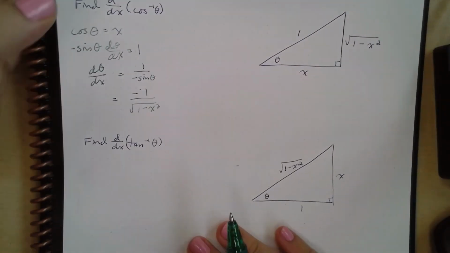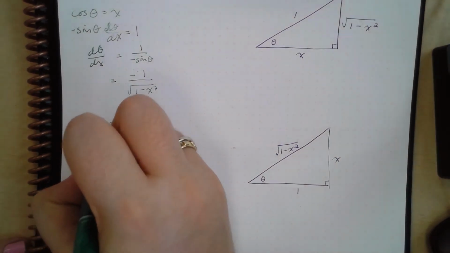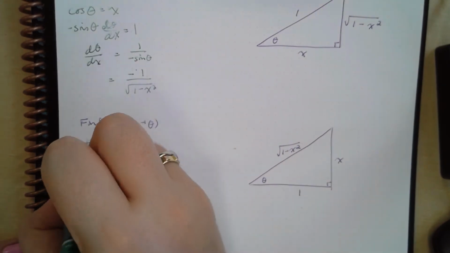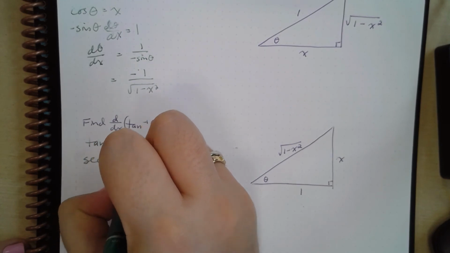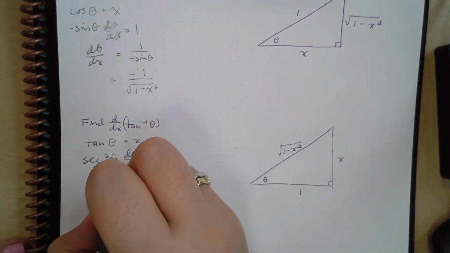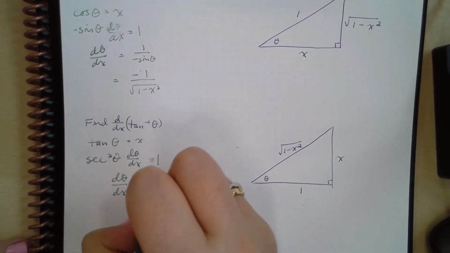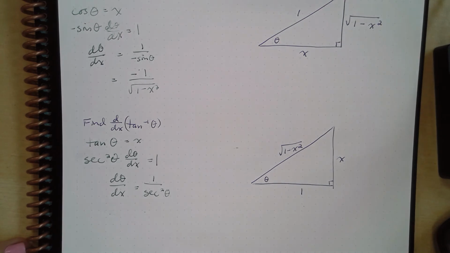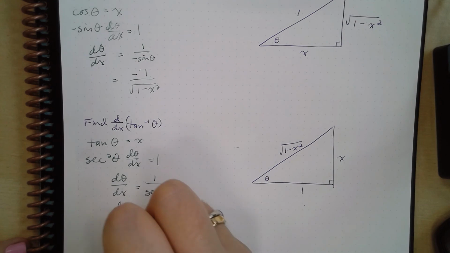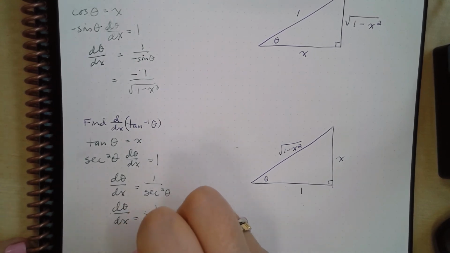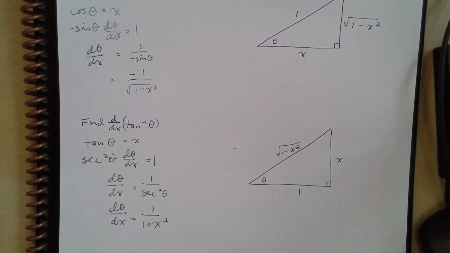Finally, I just want to show you how to do this with tangent. The tangent of theta is equal to x. The derivative of tangent is secant squared of theta, in this case, excuse me. So secant squared theta times d theta over dx is equal to 1. So now we have d theta over dx is equal to 1 over secant squared theta. Substitute in, and d theta over dx is equal to 1 over 1 plus x squared. So hopefully that helped to clarify where we get these values from and what they really mean.